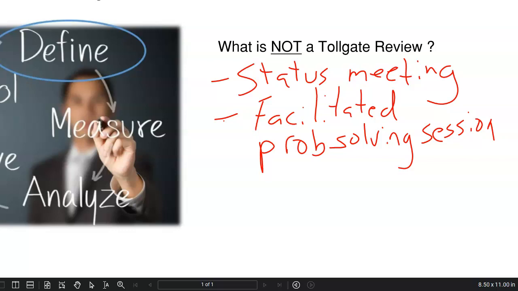activity. A Tollgate review is typically a meeting that involves not always just the team leader, but usually the team leader and the sponsor, or the key decision makers associated with the process improvement project. So it could be the sponsor as well as the process owner, for example. And in a Tollgate review meeting, here's what we're hoping to determine.